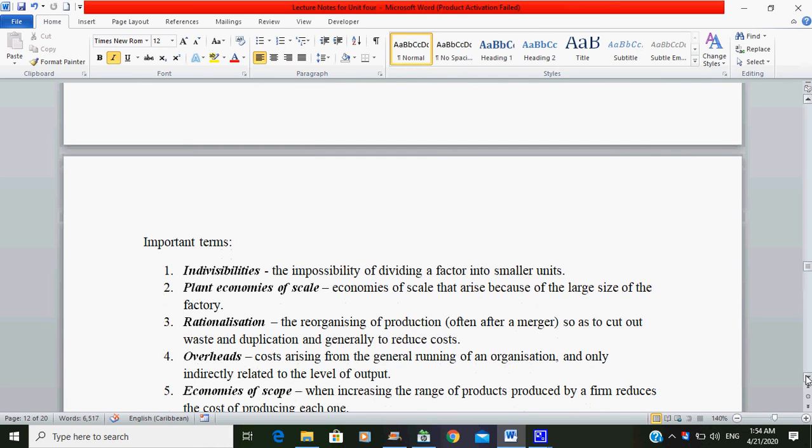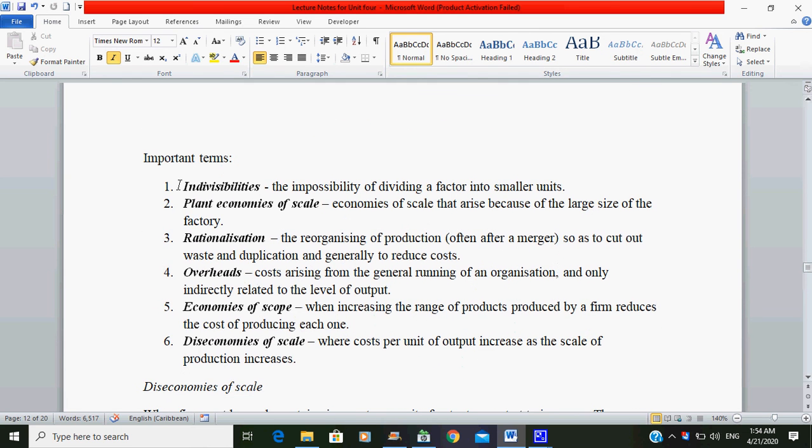Important terms to remember include indivisibilities, which is the impossibility of dividing a factor into smaller units. Plant economies of scale means economies of scale that arise because of the large size of the factory. Rationalization means the reorganizing of production so as to cut out waste and duplication and generally to reduce costs. Overheads, costs arising from the general running of an organization and only indirectly related to the level of output.